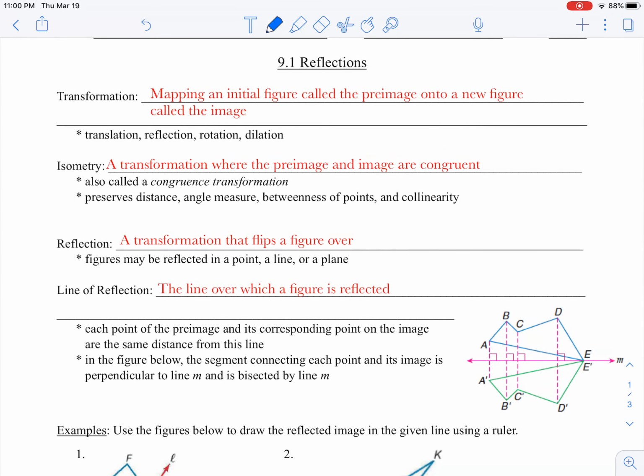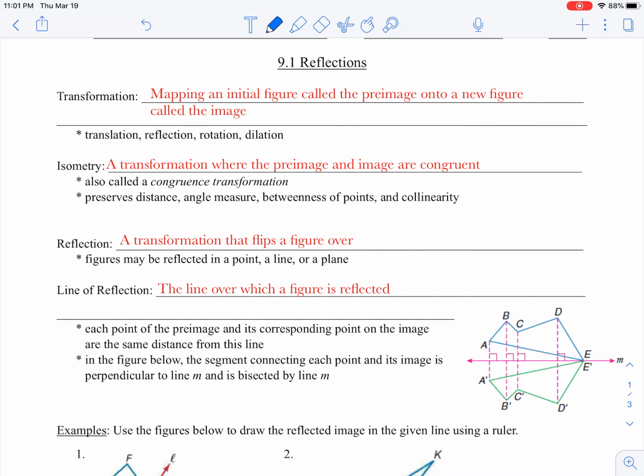Hello, today we're going to be looking at section 9.1, which is all about reflections. I mentioned yesterday that we're going to be looking at transformations throughout chapter 9. And you probably know a transformation is where you take a figure and use it to create a new figure. Your original picture is called the pre-image, and the new figure is called the image.